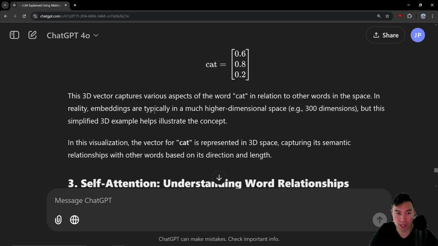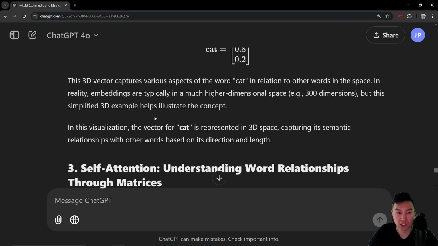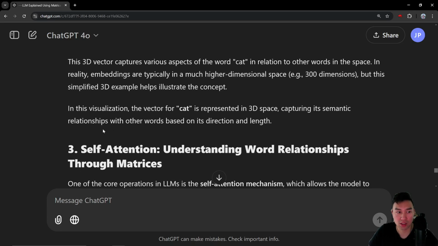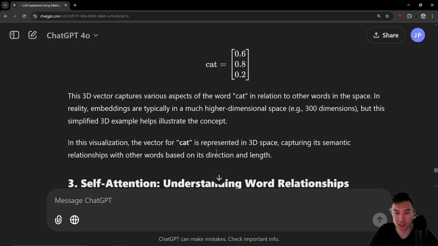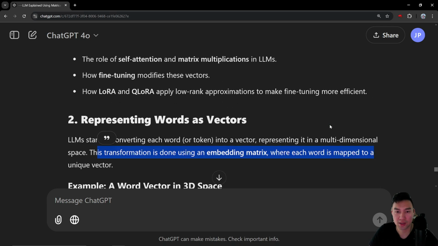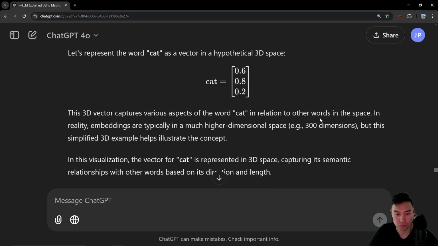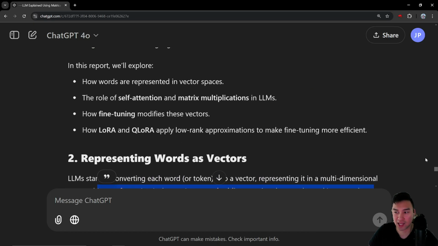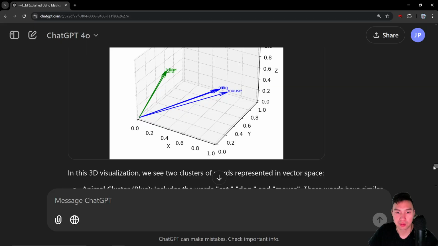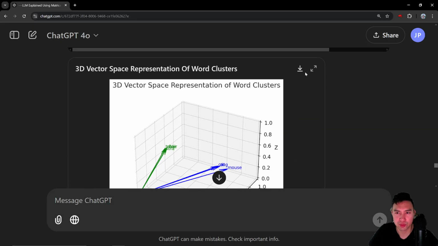In reality, embeddings are typically in a much higher dimensional space, 300 dimensions or more. I don't even get 4 dimensions. But this simplified 3D example helps illustrate the concept. In this visualization, the vector of cat is represented in 3D space, capturing its semantic relationships with other words, based on its direction and length. But yeah, that's kind of how this one is working.